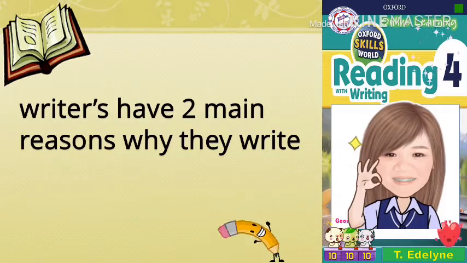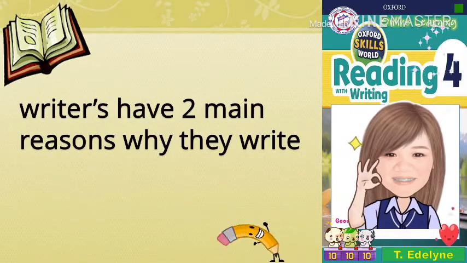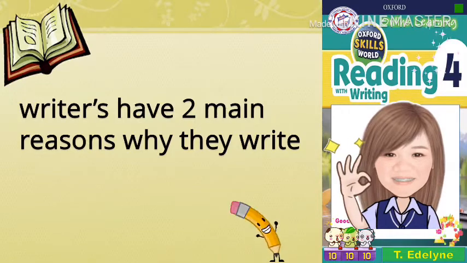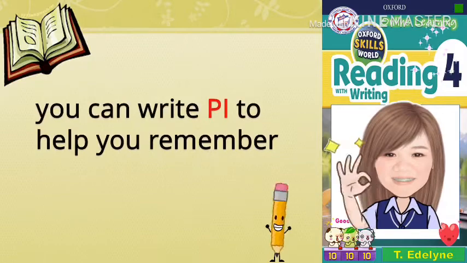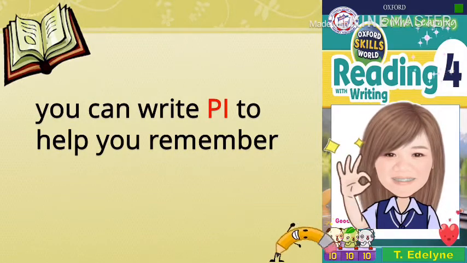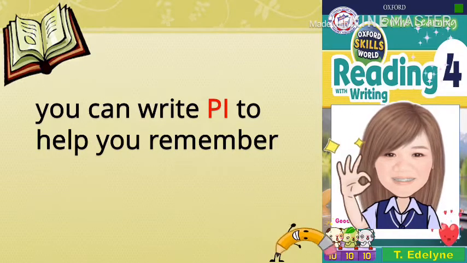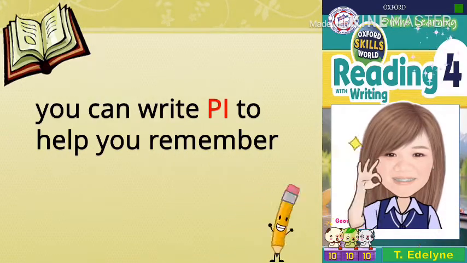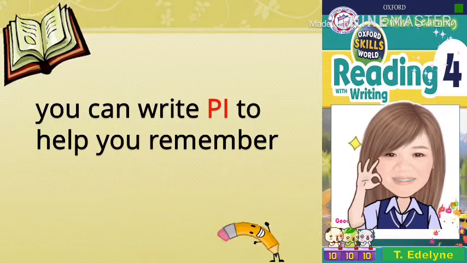Writers have two main reasons why they write. Actually, there are three main reasons why they write. But since you're still in grade 4, we're going to talk about only the two main reasons why they write. Okay? So you can write P-I to help you remember. Actually, it should be P-I-E. It's a pie. So you're still in grade 4. Like what I've said, you just remember P-I. Alright?